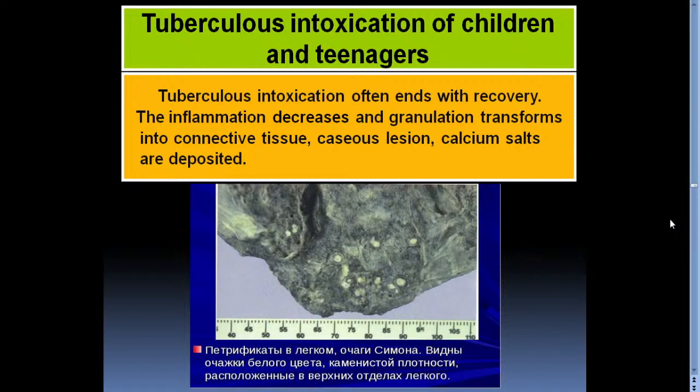Tuberculous intoxication often ends with recovery. The inflammation decreases and granulation transforms into connective tissue. In the caseous lesion, calcium salts are deposited.